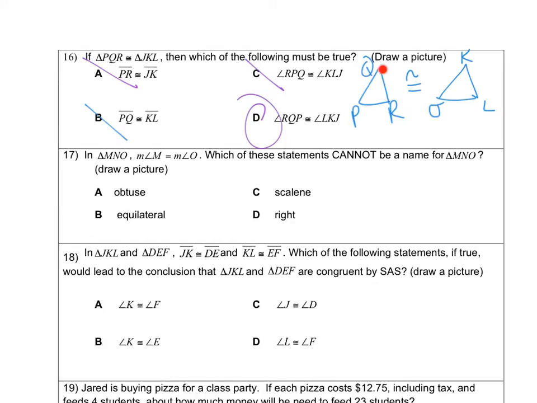So angle RQP is congruent to LKJ. Yes, it is. So we're good.